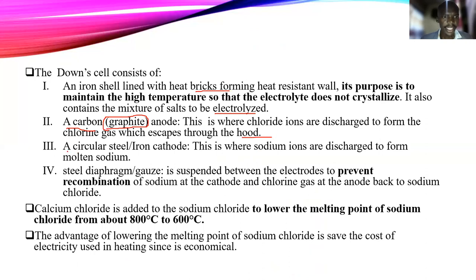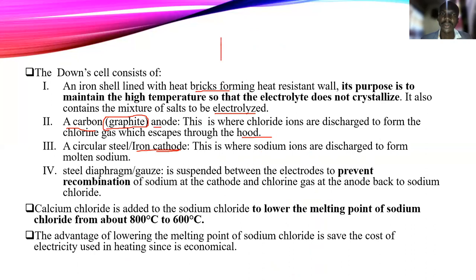We have the cellular steel or iron cathode. So the cathode is made of iron. This is where the sodium ions are discharged to form the molten sodium. So the cathode is negatively charged when the anode is positively charged.